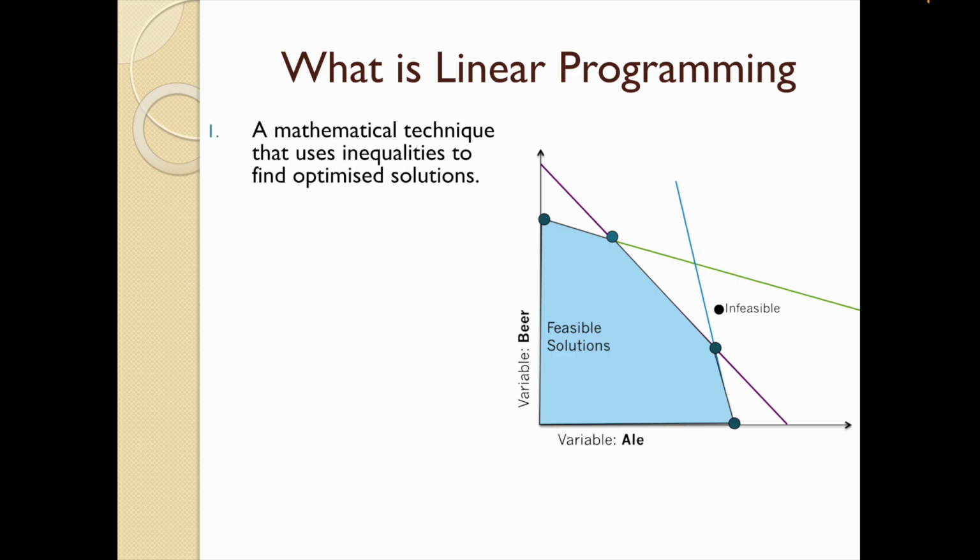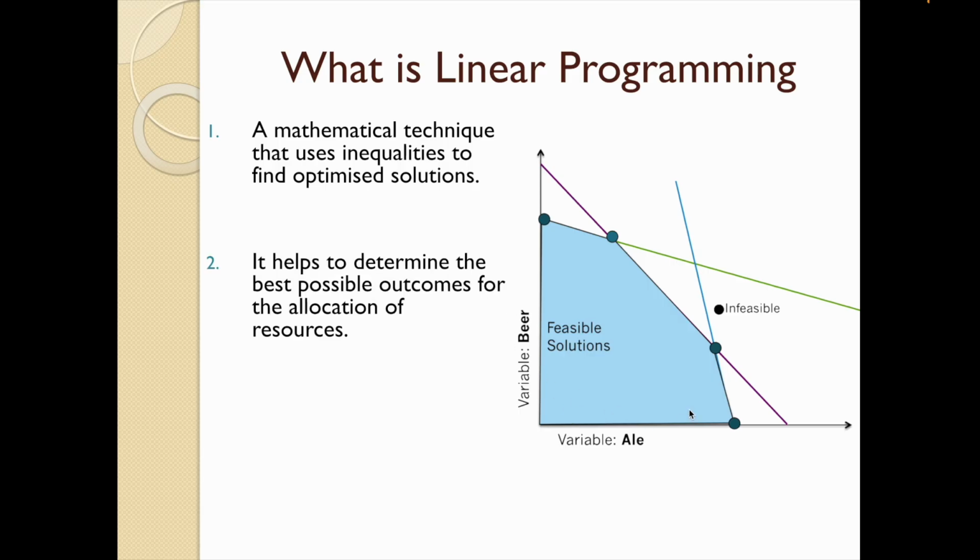The first thing, we know that this is a mathematical technique that uses inequalities to find optimized solutions. In this case, we had two variables, beer and ale. These two were the limited resources that we were looking at, and we're trying to find the best outcome for the allocation of these resources. When we're done with all of this information, usually we have a formula that is either a profit or something that gives us an idea as to whether we are making maximum use of it or we are minimizing expenses, or whatever the case may be. All right, so take this down, and then after we'll start to get into it.